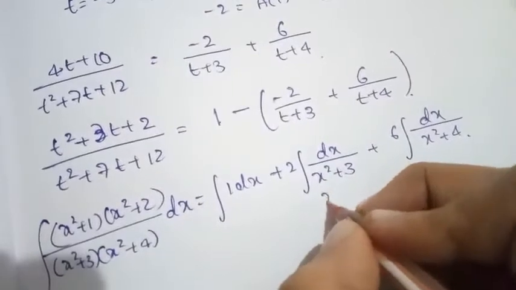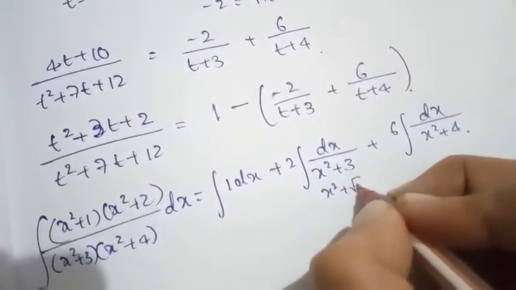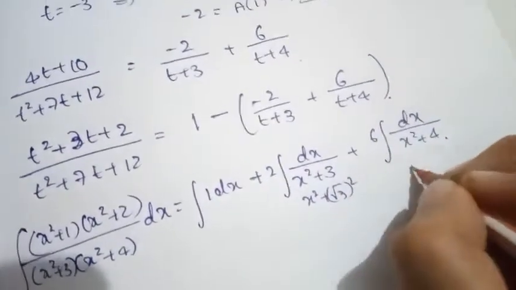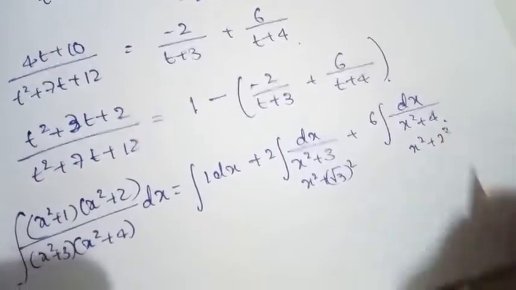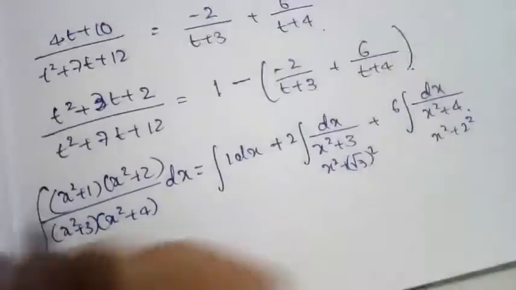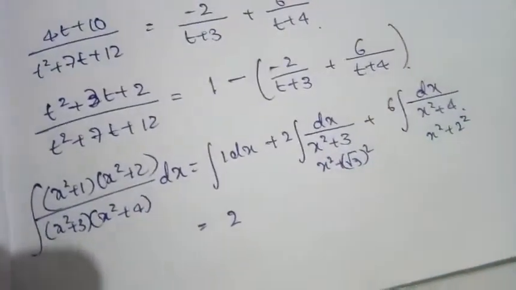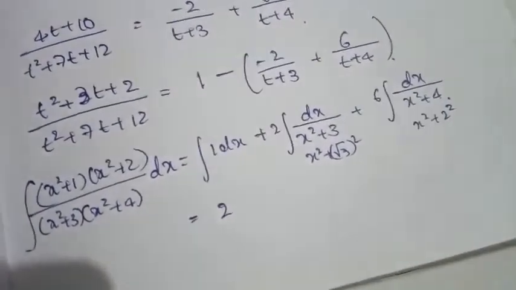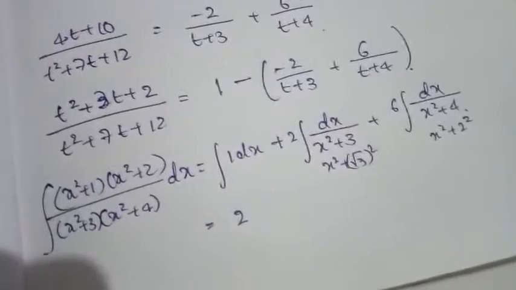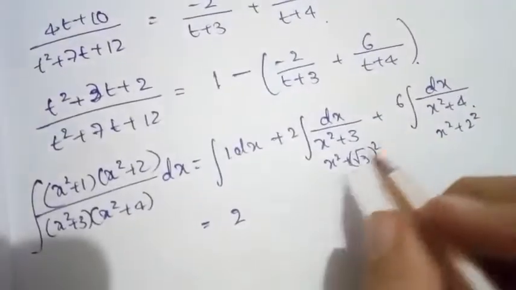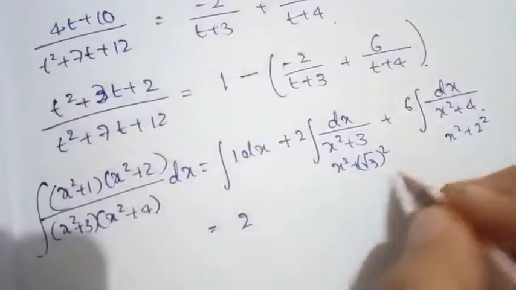I can write this x square plus 3 as x square plus root 3 whole square, and this one as x square plus 2 square. Now integration of 1 dx is equal to 2, and this is in the form of 1 divided by x square plus a square. 1 divided by x square plus a square is 1 by a tan inverse of x by a.